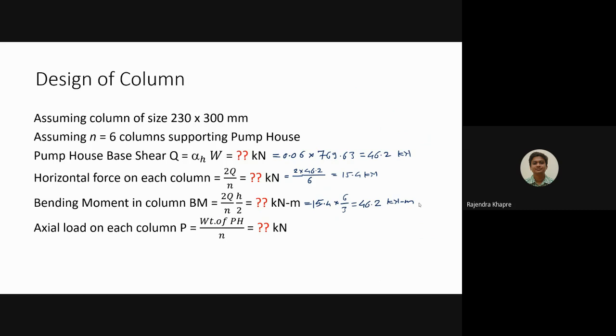Now as far as the load is concerned, the column is basically designed for the axial load. So this column load will be the total load divided by the number of columns. The weight of the pump house we have already calculated. What was the weight of the pump house?